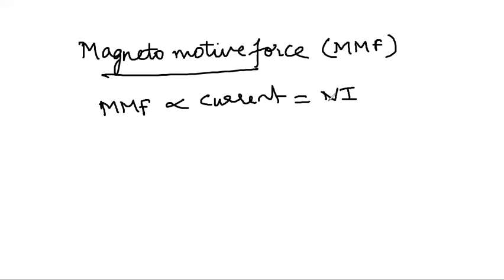N into I, where N is the number of turns and I is the current. So since it is a product of number of turns and the current, usually we express the current in amperes. So that is why the unit for MMF is ampere turns.